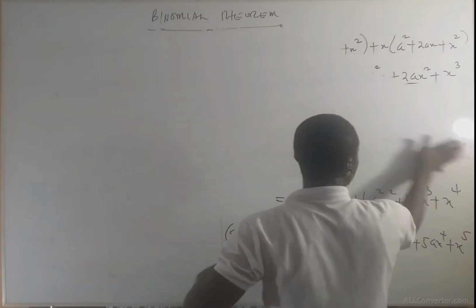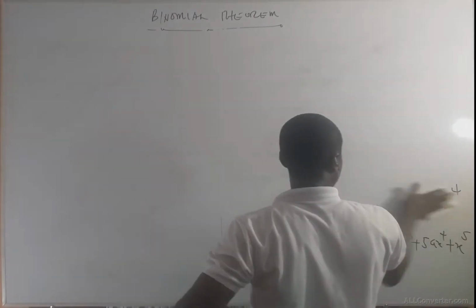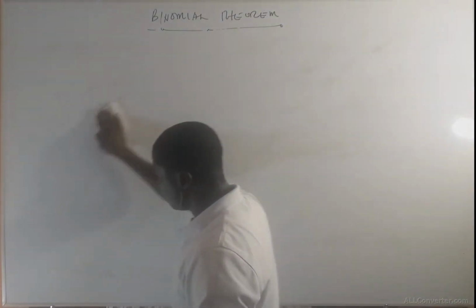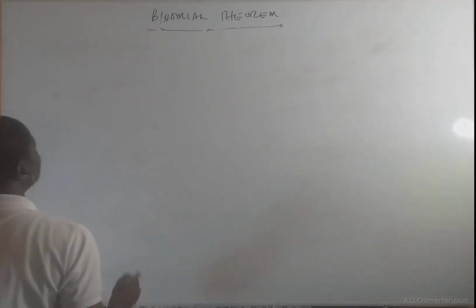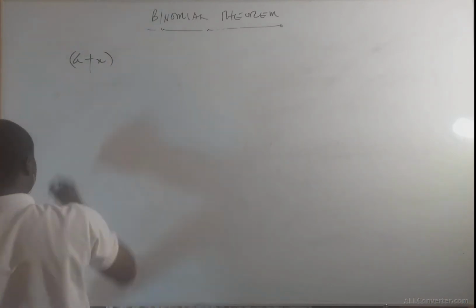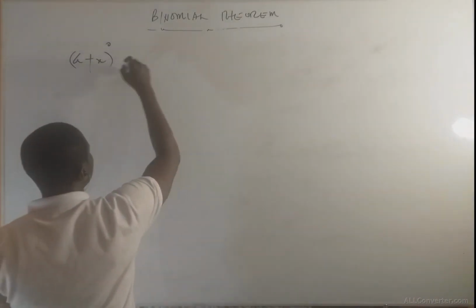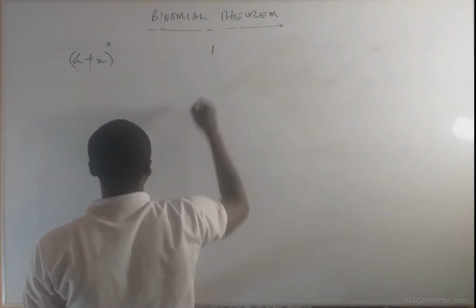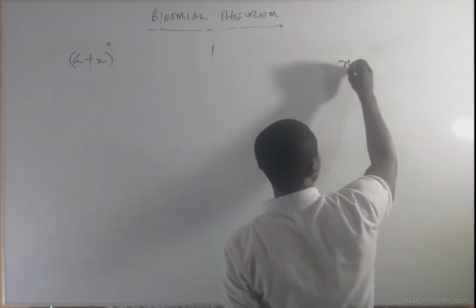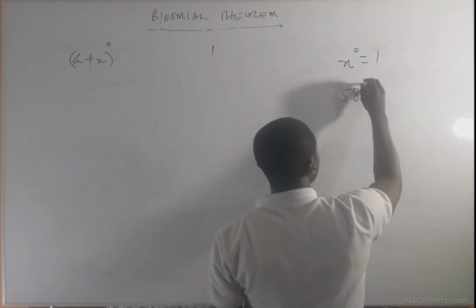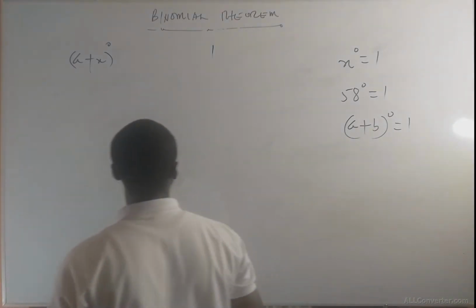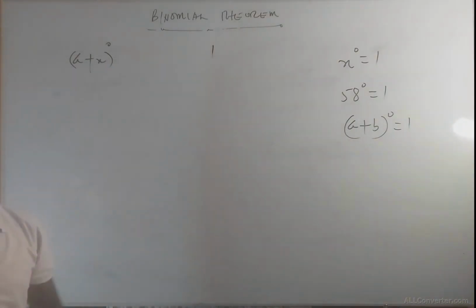Now I am going to teach you what you call the Pascal triangle. And the Pascal triangle will help you with the coefficients of the expansion. Now, let's assume that we have the binomial a plus x. If you have a plus x exponent 0, it will give you 1. Because any number or variable to the power 0 gives 1: x exponent 0 gives 1, 58 exponent 0 gives 1, and a plus b exponent 0 still gives 1. You can try that and see. So a plus x exponent 0 will give us 1.